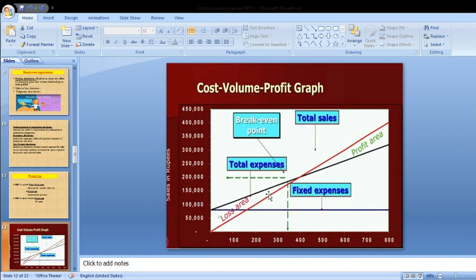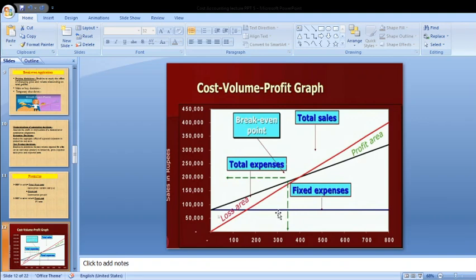From there the loss goes on decreasing, it comes to 0 at break-even point, and above this you have got profit. That's why break-even point is a very interesting and important calculation for most companies or plants, because they want to at least break even.